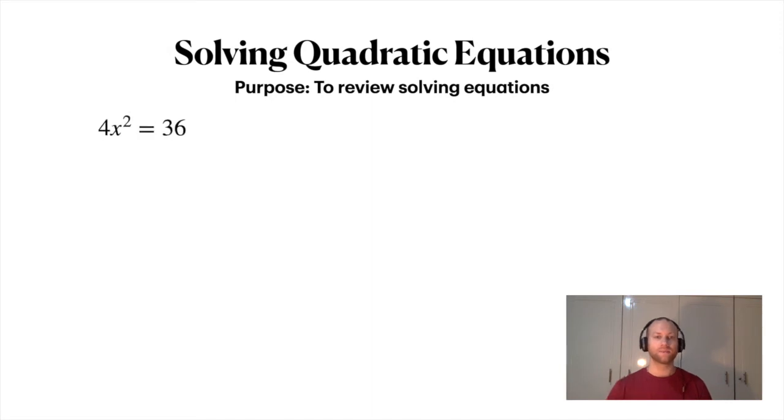Let's try quadratics. Start off with a basic one here. So I've got 4x squared equals 36. Let's get the x by itself. First, I need to divide by 4 on both sides. I got x squared equals 9.